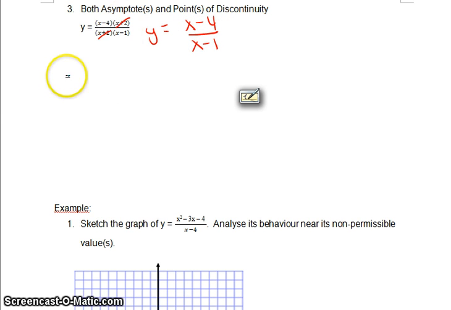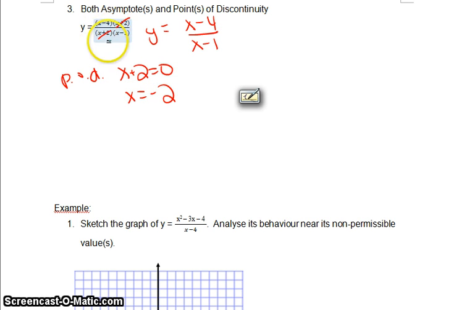To find your point of discontinuity, this one you don't have to do much work. You just have x plus 2 is equal to 0, and then once again solve for x, and you have x is equal to negative 2. So with a point of discontinuity, look at that common factor, set that equal to 0, and that's where your hole will be.